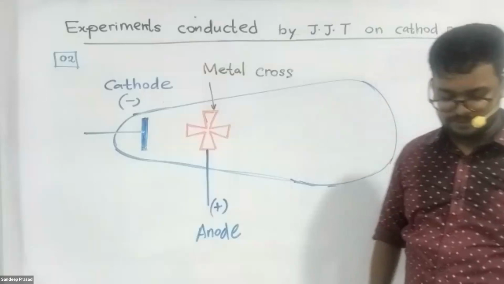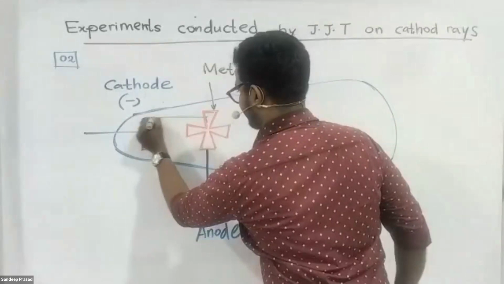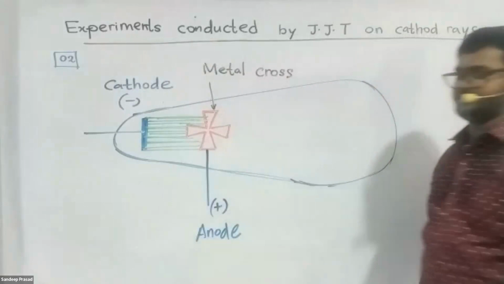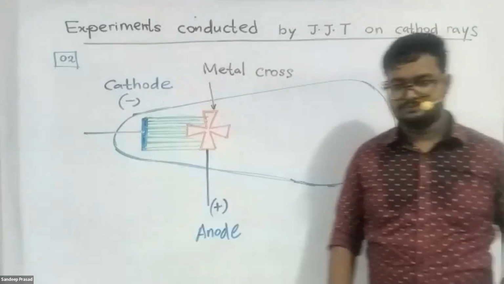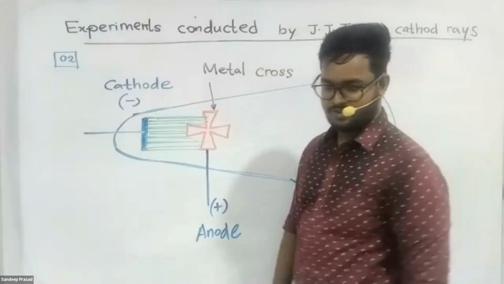What will happen? The same thing happens. From the cathode side, cathode rays are emitting in this way. A very interesting thing happened. Can anyone tell me what happened actually? This is a metal cross. Cathode rays are emitting from the cathode. What is the observation? Shadow. Good, very good.